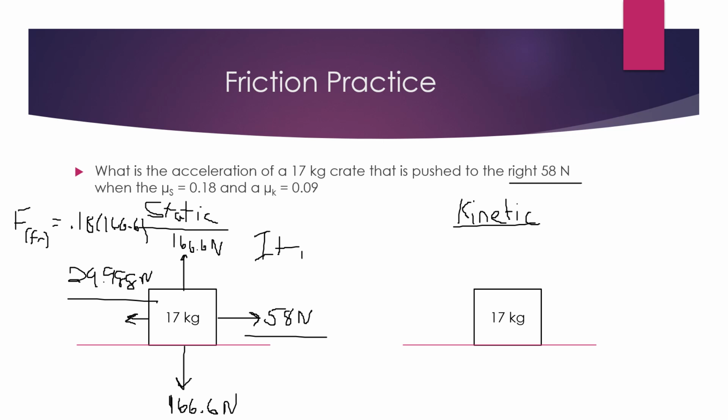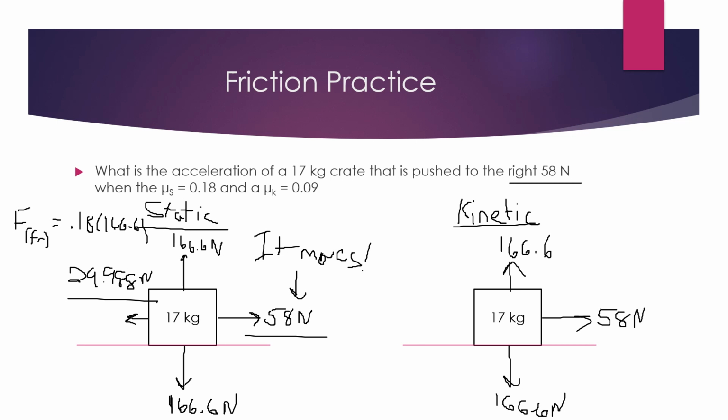It moves. Now that we know it moves, now we can go ahead and do a kinetic friction because the push is bigger than the friction. It moves. So now, when you do the second one, think about it. The down is still 166.6. The up is still 166.6. The push is still 58, but the only difference is this friction. Instead of using static friction, now we're going to use kinetic friction.